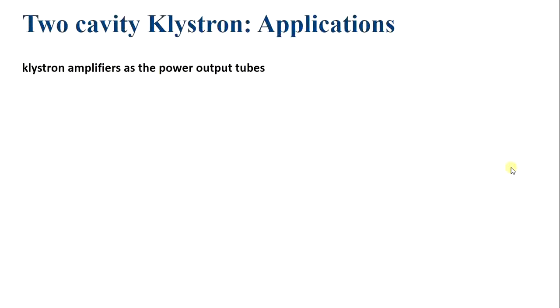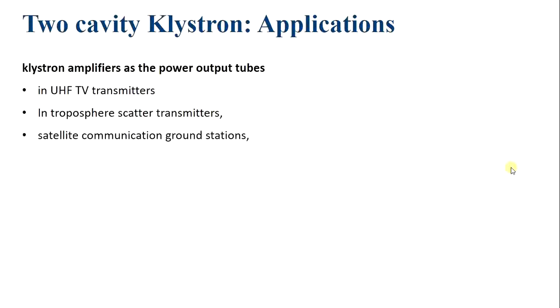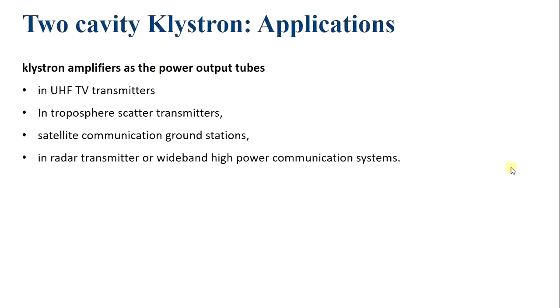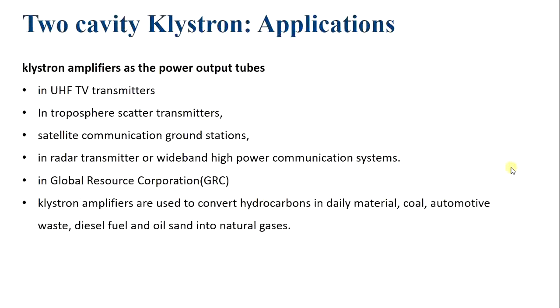Klystron amplifiers are used as the power output tubes in UHF TV transmitters, in troposphere scatter transmitters, satellite communication ground stations, in radar transmitters or wideband high power communication systems. In Global Resource Corporation, klystron amplifiers are used to convert hydrocarbons in daily material, coal, automotive waste, diesel fuels and oil sand into natural gases also. And they also find applications in the biomedical field.